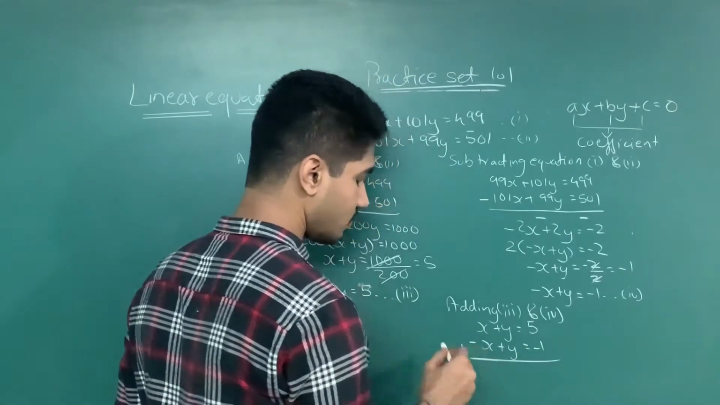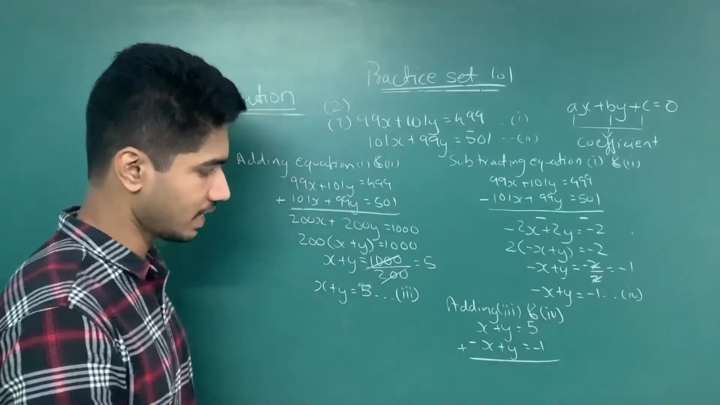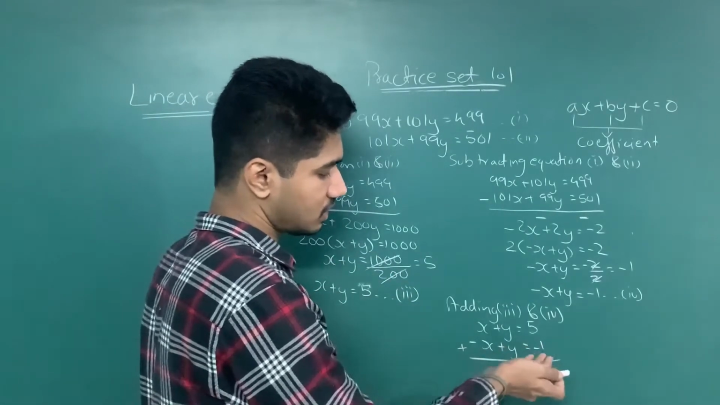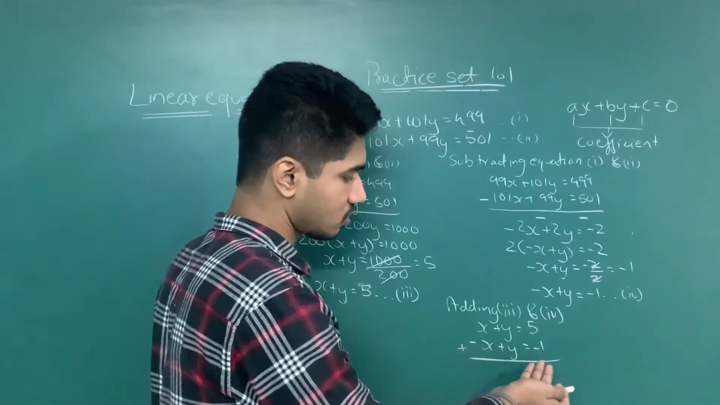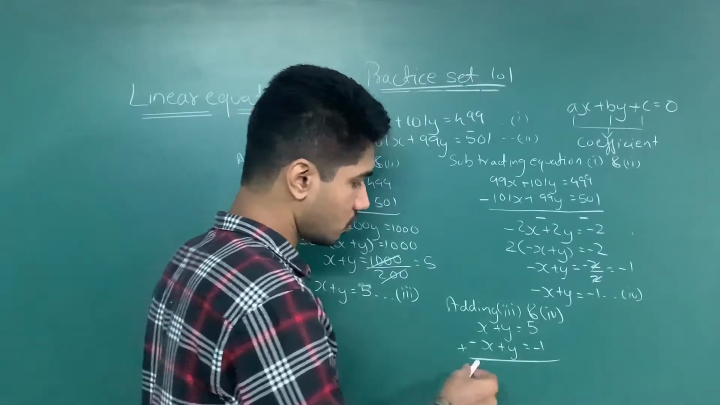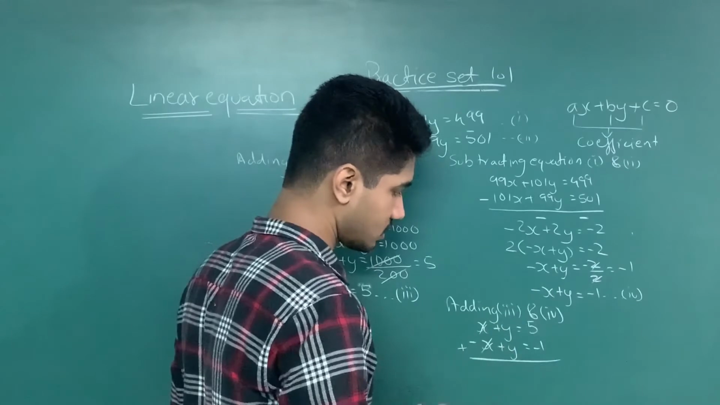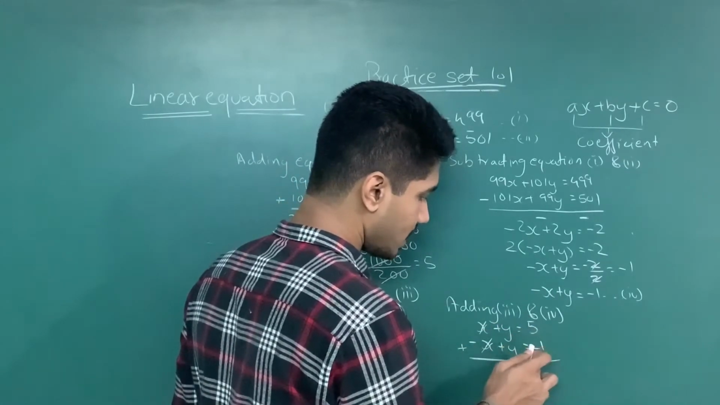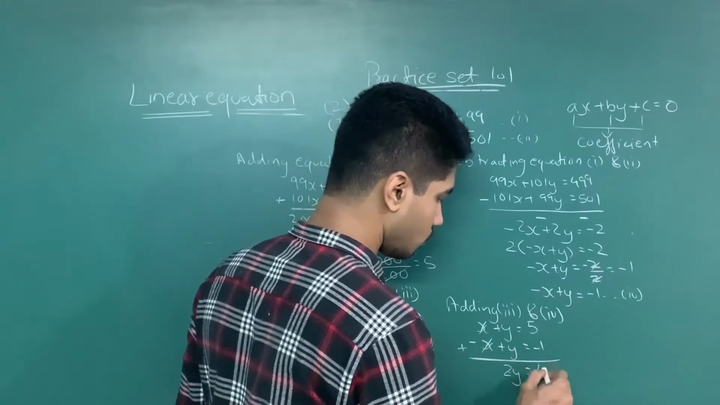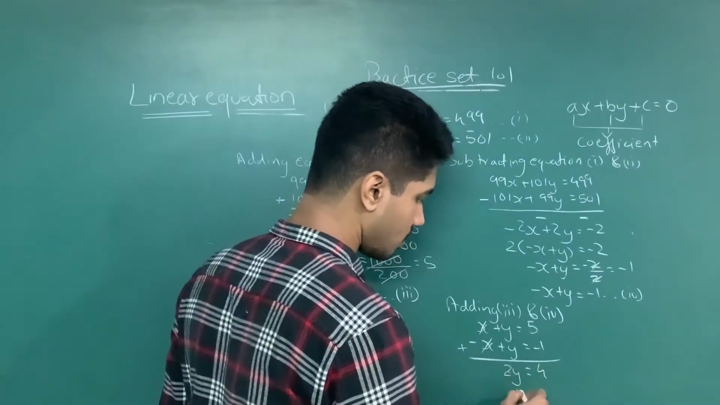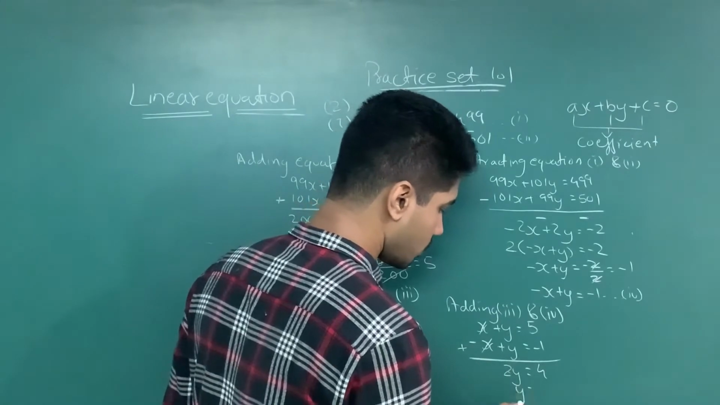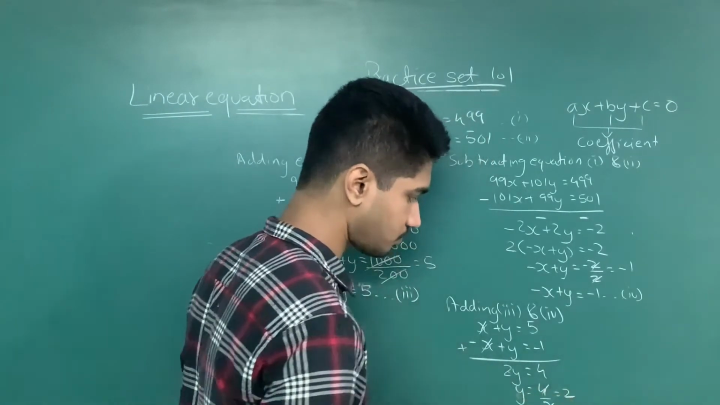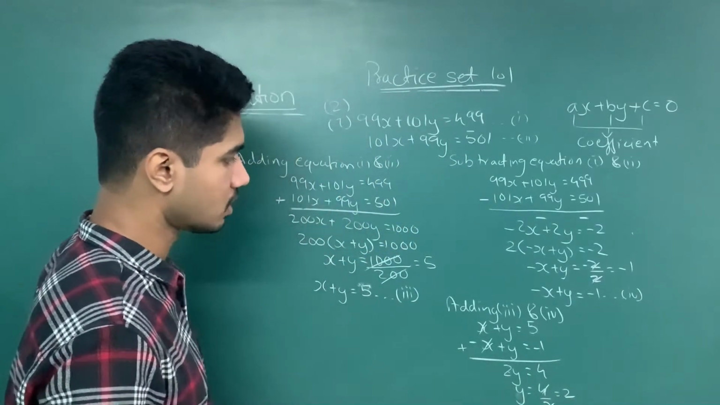When you add, there is no change of signs; when you subtract, there is a change of sign. So over here, minus x and x will get cancelled. y plus y will give you 2y. 5 minus 1 will give you 4. The 2 that is multiplied here goes to the other side and gets divided. So y is equal to 4 upon 2, that is nothing but 2. So the value of y you get is 2.